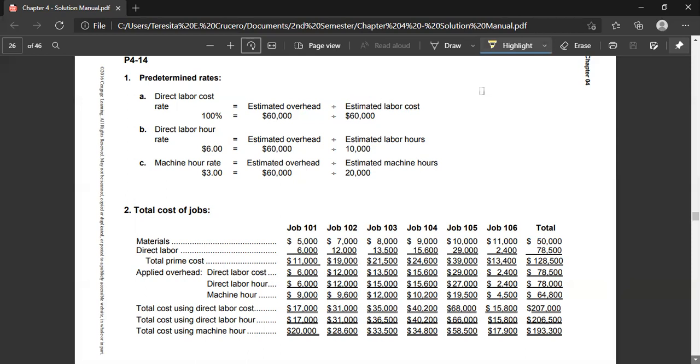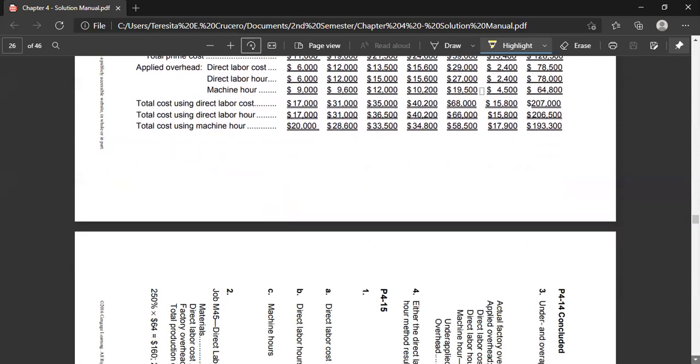Now, the total cost, if we use direct labor cost, 11 plus 6, 17. 11 plus 9, 20. Here, 19 plus 12 is 31. 19 plus 9, 6 is 28,600. And the same procedure for the remaining columns. Total cost of the jobs.